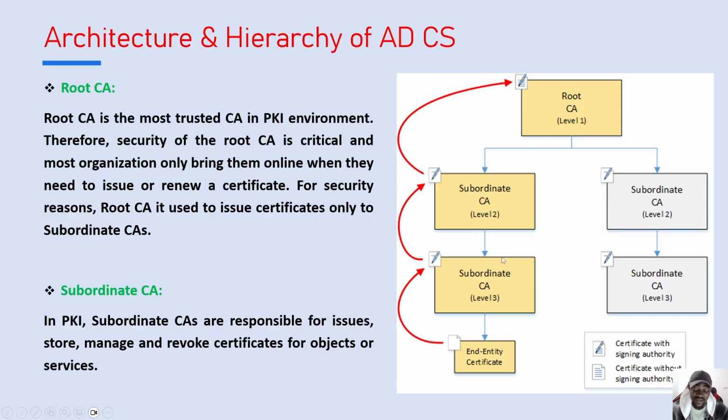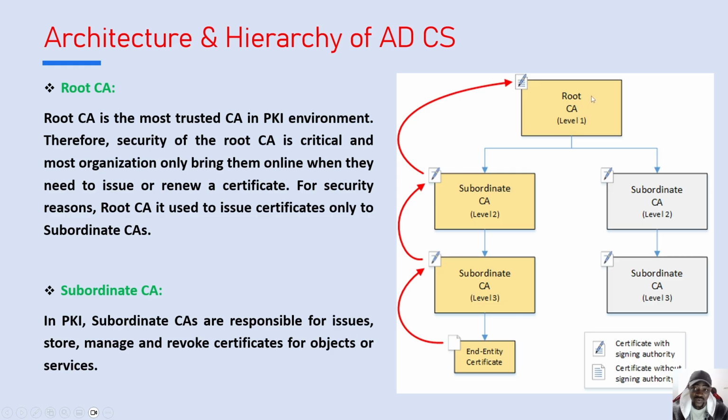So that's why, for security reasons, most of the time it is recommended to have 2 CAs. You have a root CA, you have a subordinate CA. Then when the subordinate CA is up, you make sure you power off the root CA, and the subordinate CA is going to be responsible for issuing, storing, managing, and revoking certificates for the end users. So he's going to be the one to generate certificates, manage them, renew them, revoke them if necessary.